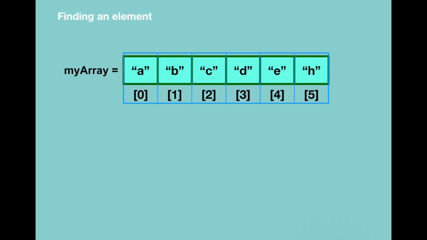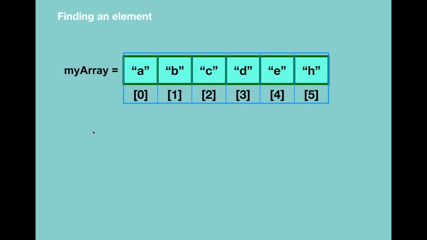Hi there. In this video, we will look at another operation that we can perform on a given array. Here we will search for a given value in the array. This means that we will check if a given value exists in the array or not. Let's say we have an array like this, and we want to know if a value of a exists in this array or not.